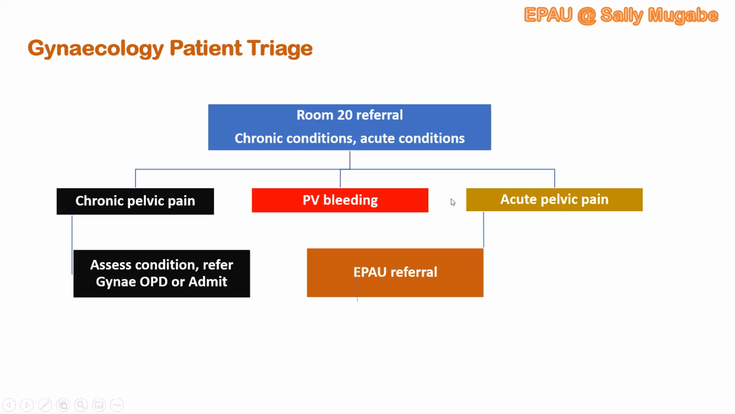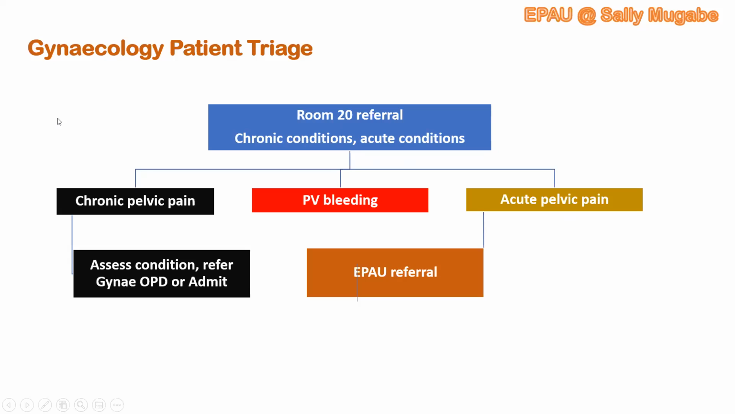Right. So, how is it going to work? Our patients are going to be triaged when they go in the room. So when patients are called here at Salim Gabe, patients who are referred from the casualty to room 20 to get a gynecological consult, there are two categories of patients that we see there. There are those patients who have a chronic presentation and those who have an acute presentation.